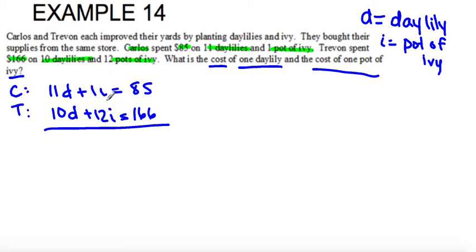Easiest way to solve the system is by elimination. I'm going to eliminate the I, so I'm multiplying the top equation by negative 12.